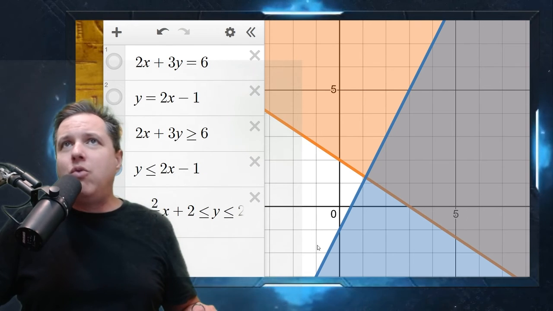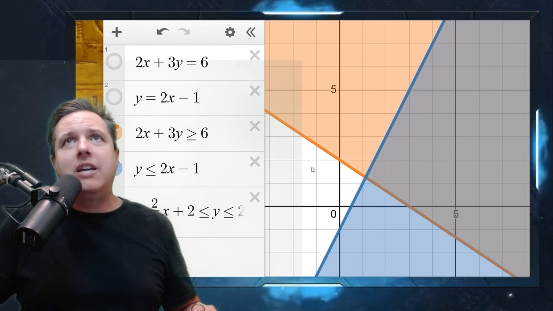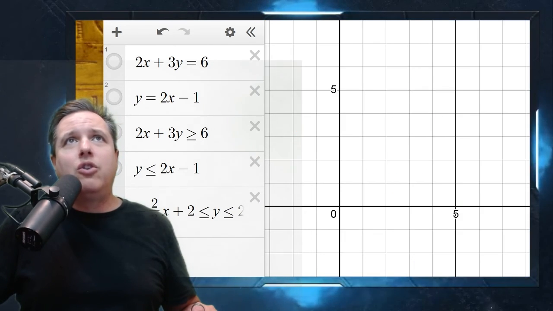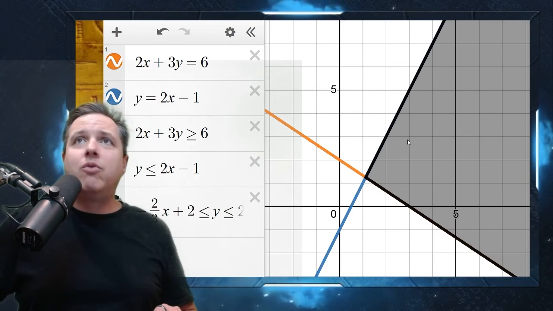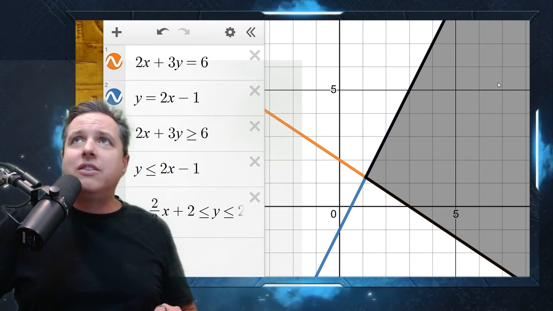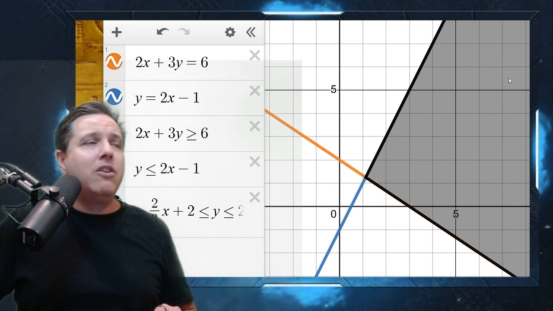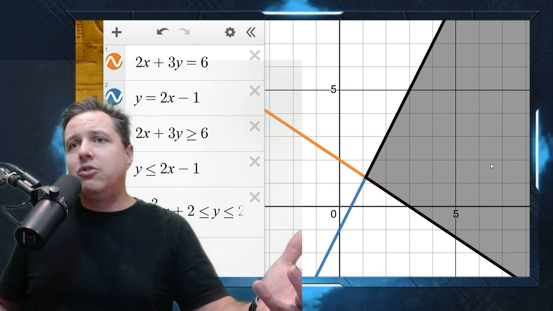So in real life, we don't want to have 4 different versions of shading. We just actually want it to look like this. This is what it should look like when we're done. We've got our boundary lines. This is the region being shaded over here. And that's what our final answer should look like.